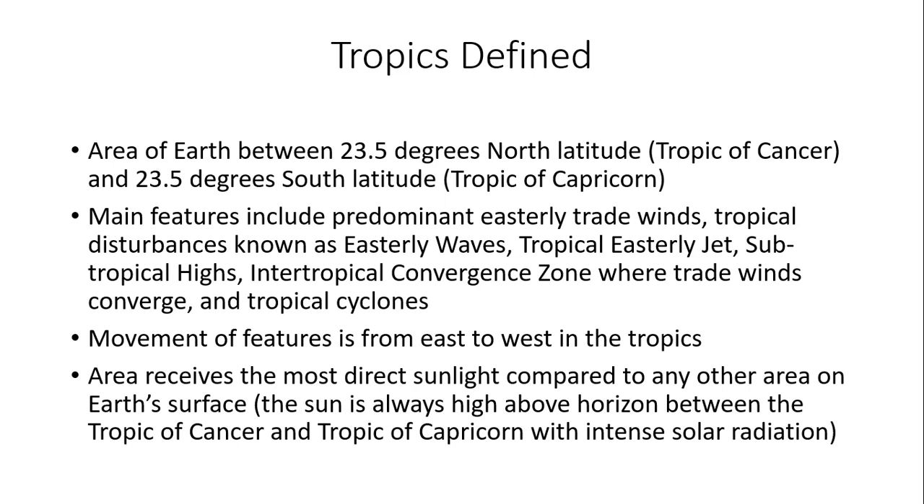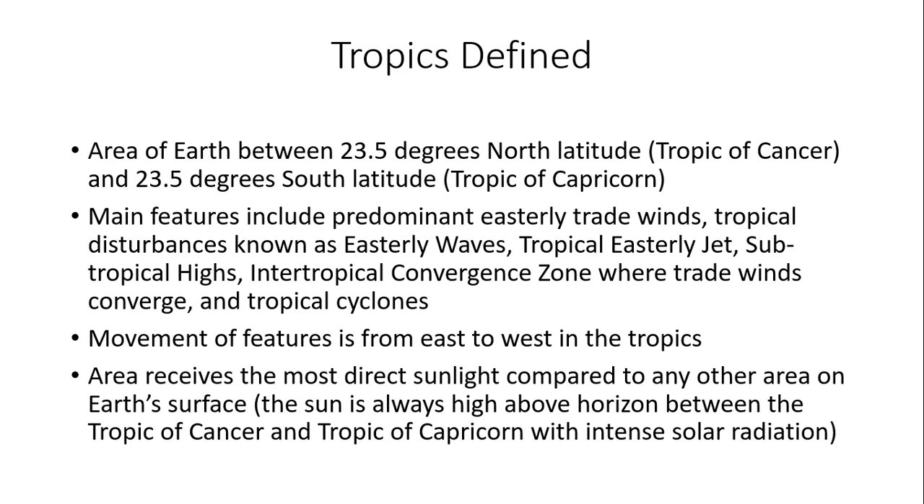First of all, when I talk about the tropics, I'm talking about the area of Earth between 23.5 degrees north latitude, which is known as the Tropic of Cancer, and it extends down to 23.5 degrees south latitude, the Tropic of Capricorn. So the tropics range between those two latitude points. The main features within the tropical areas include predominantly easterly trade winds.